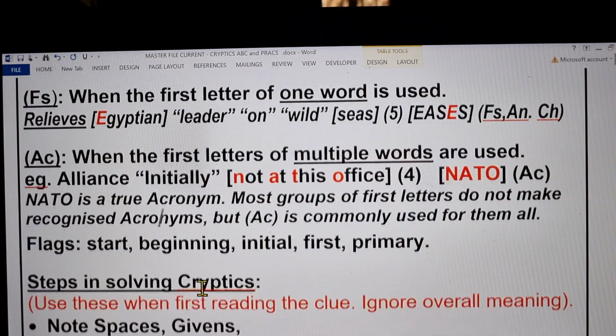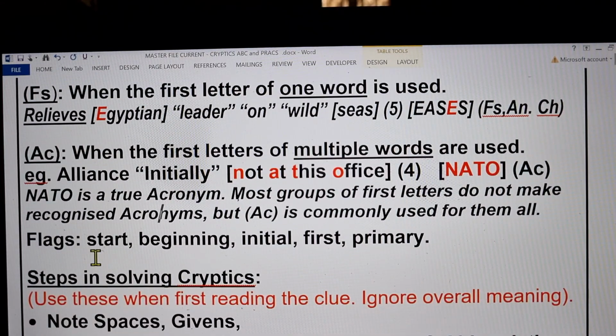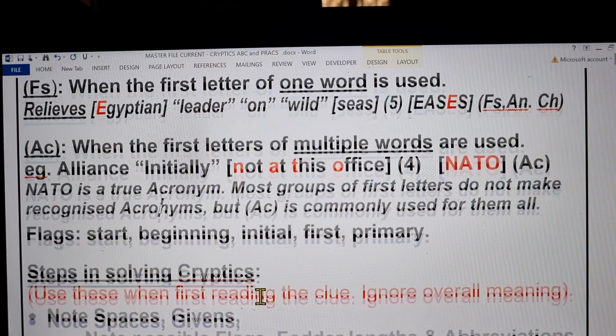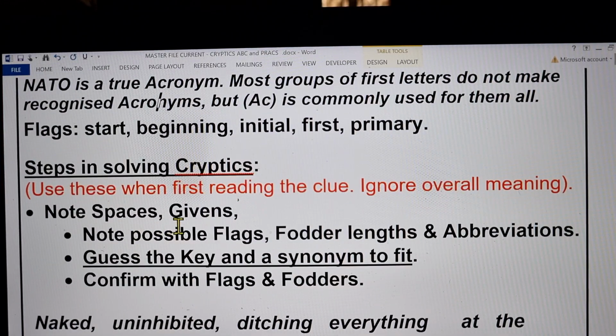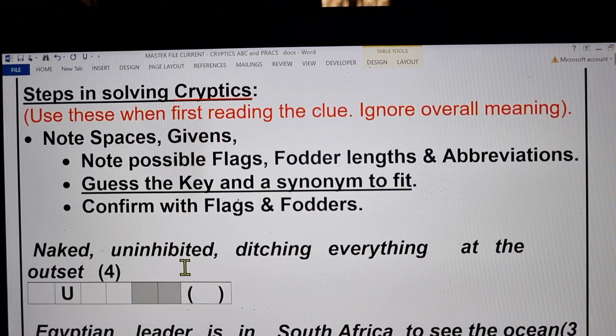That's all right. Okay, flags for these, and they're both the same flags, of course. Start, beginning, initial, first, primary. Don't forget the steps in solving cryptics. Check the spaces and givens. Ignore the meaning, of course. Note the possible flags and fodder, lengths and abbreviations. Now guess the key and the synonym to fit, and then confirm it.